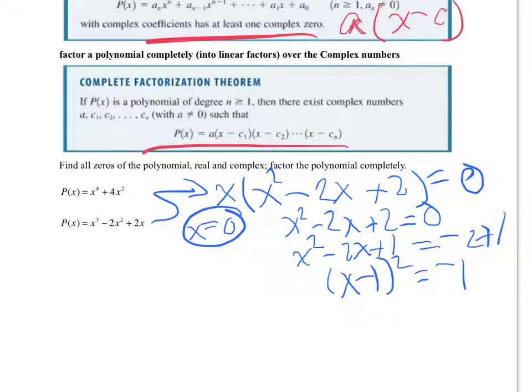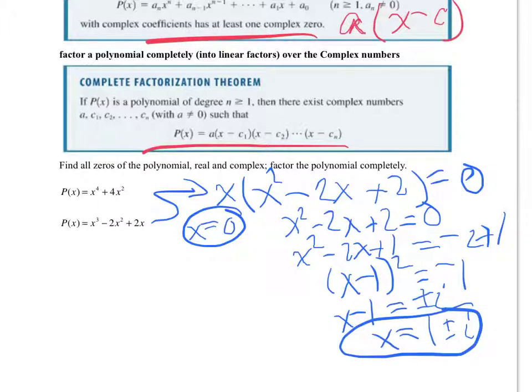So I'm going to get complex solutions. X minus 1 equals plus or minus i. Square root of negative 1 is i. Now we solve completely, get 1 plus or minus i. So those are two zeros right there. So we factor p of x. First factor is x, from the 0, x equals 0.